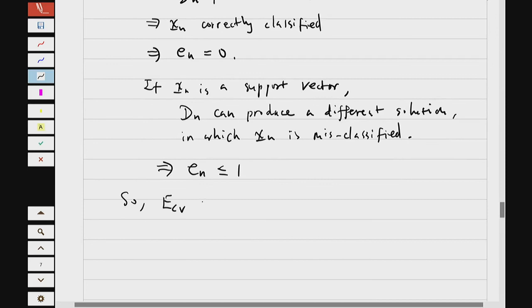So what conclusion can we draw about ECV? Remember, ECV is the average among all En, right? We know that for non-support vectors, it's all 0. So ECV is just the number of support vectors divided by n. Yeah, at most, the worst case, you have that one, right?